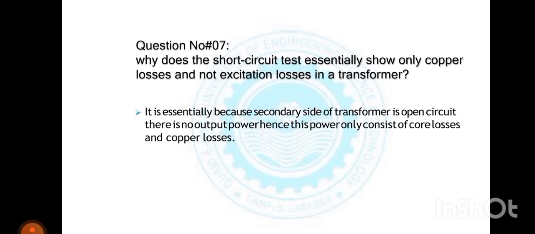Question number 7. Why does the short circuit test essentially show only copper losses and not excitation losses in a transformer? It is essentially because the secondary side of the transformer is short circuited. There is no output power, hence this power only consists of core losses and copper losses.